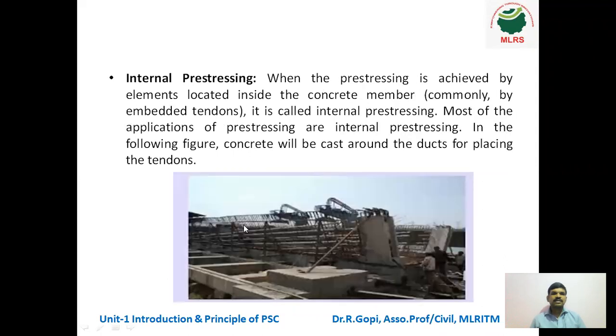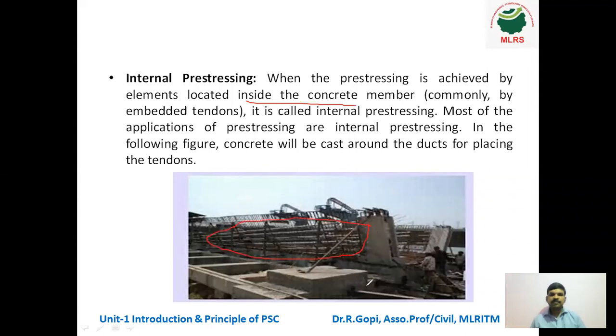Next, internal pre-stressing. This is when the pre-stressing is achieved by elements located inside the concrete. Maximum 90% of pre-stressed concrete uses only this method. Like our RCC structure, we embed steel in the concrete with sufficient cover, after that enough steel-concrete bond is achieved. Same here also. You can see this is a rectangular beam, and there will be a duct provided.